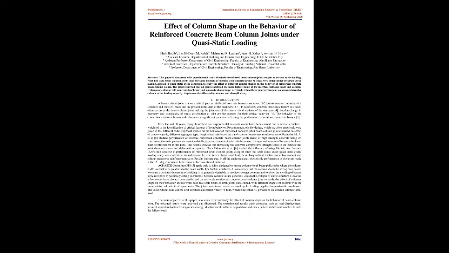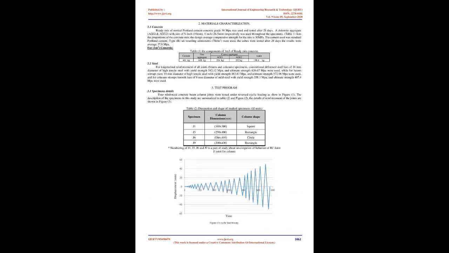Sudden change in geometry and complexity of stress distribution at joint are the reasons for their critical behavior. The behavior of the connections between beams and columns is a significant parameter affecting the performance of reinforced concrete frames. Over the last 30 years, many theoretical and experimental research works have been carried out in several countries, which led to the identification of critical features of joint behavior. Recommendations for design, which are often empirical, were given in the different codes.